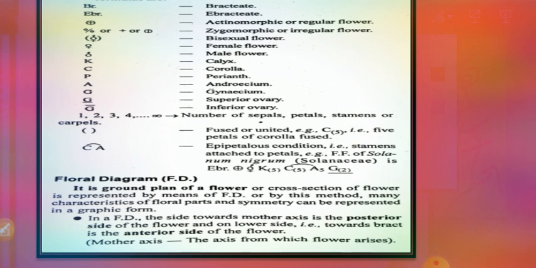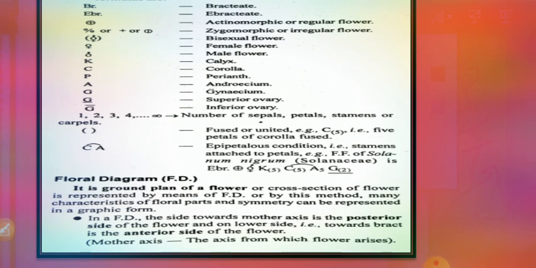Then the floral diagram. What is the floral diagram? It is a ground plan of a flower; the cross section of the flower is represented by means of the floral diagram. By this method, many of the characteristics of the floral parts and the symmetry can be represented in graphic form. In a floral diagram, the side towards the mother axis is the posterior side of the flower, and the lower side, towards the bract, is the anterior side of the flower.